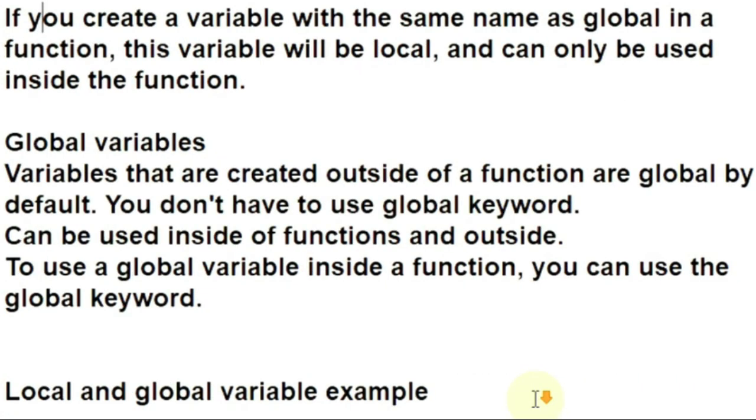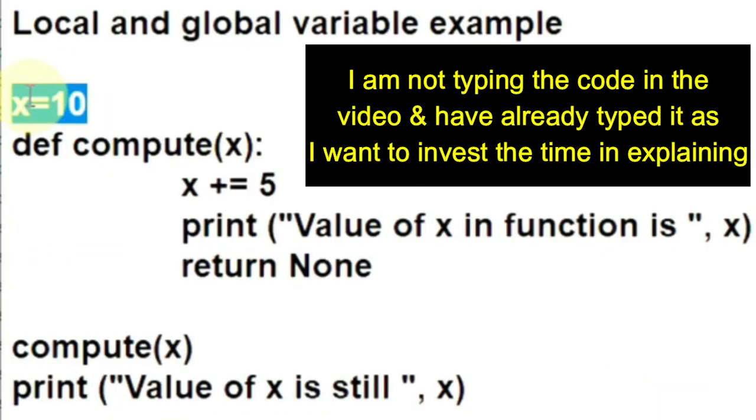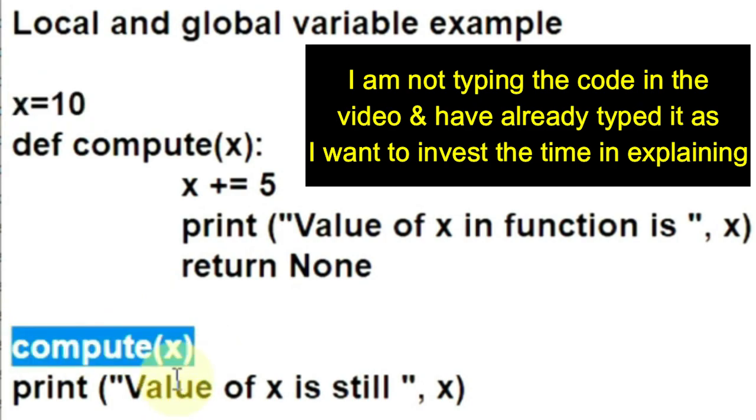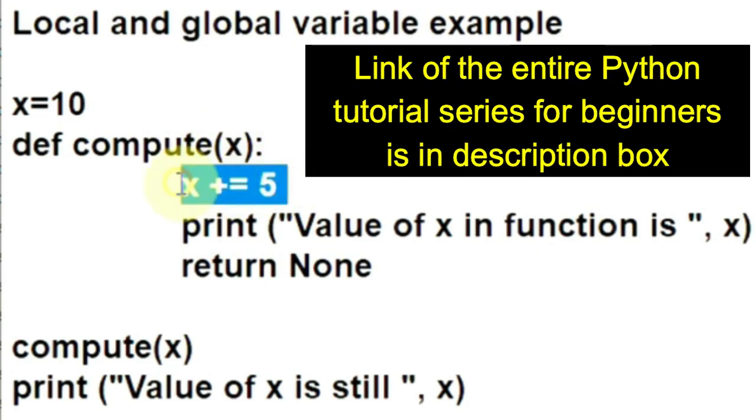See, here's a program. Here you define x equal to 10. This 10 is not defined in any function, so it is a global variable. You are invoking the compute method, right? And you are taking x as a parameter. That x will be assigned to this variable x. You are writing x plus equal to 5.